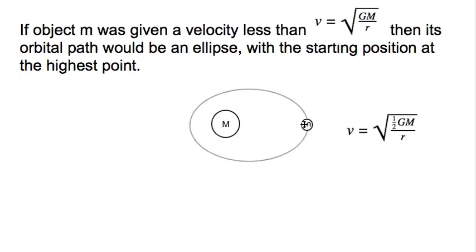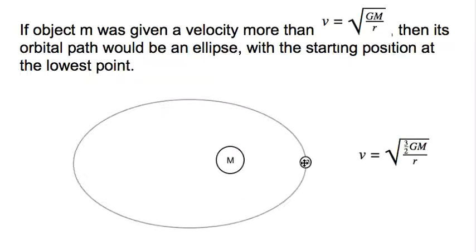Now if, on the other hand, I push it faster than this, it overshoots the mark. Instead of going in a circular path, it goes too far, gravity gets weaker, and it goes out far and goes really slow and then picks up speed and comes back to its starting position. So in this case, instead of 1/2, I went with 3/2. It looks very similar: again an elliptical orbit, now with the larger object at one of the foci. But instead of being at the high point, it's at the low point.